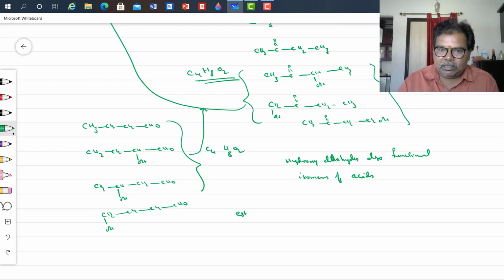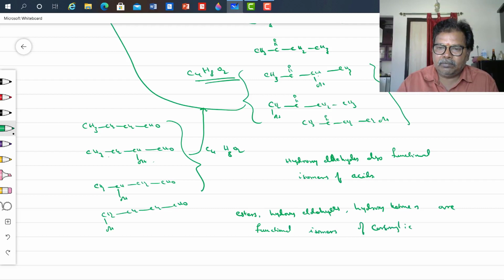So esters, hydroxyaldehydes, hydroxyketones are functional isomers of carboxylic acids.